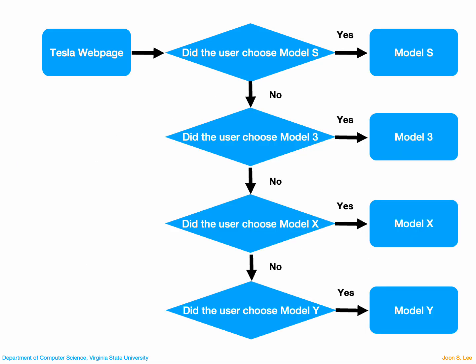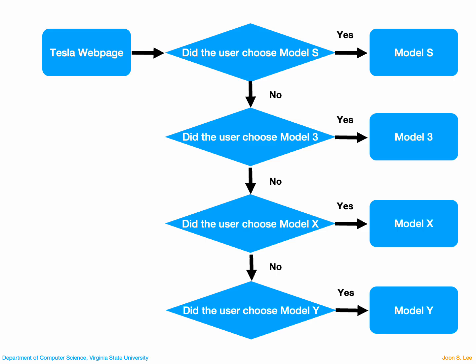This flowchart shows how a computer actually handles the decision-making process. Notice that instead of picking directly from all four Tesla models, the program has to go step by step. First, it asks, did the user choose Model S? If yes, we're done. If not, it moves on to the next question. Did the user choose Model 3? If the answer is no again, it keeps going. Did the user choose Model X? And finally, did the user choose Model Y? Each step is just a simple yes or no question.